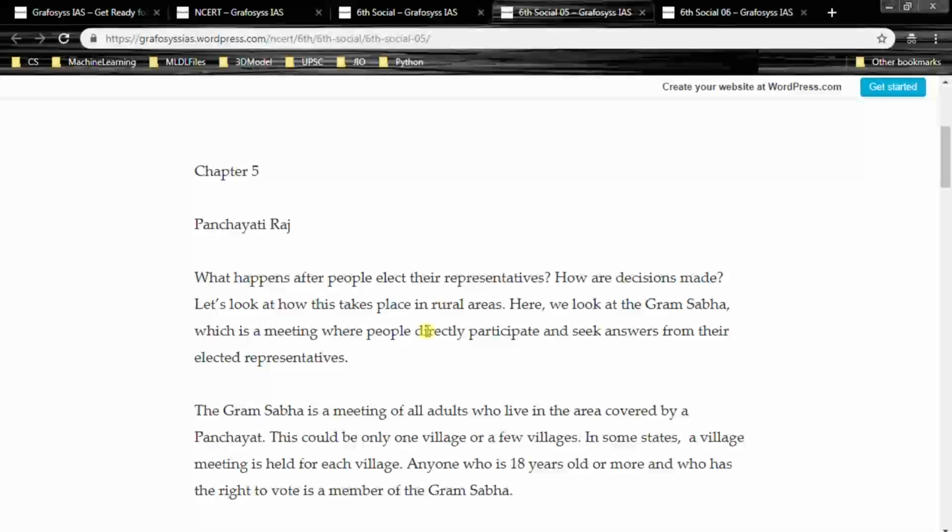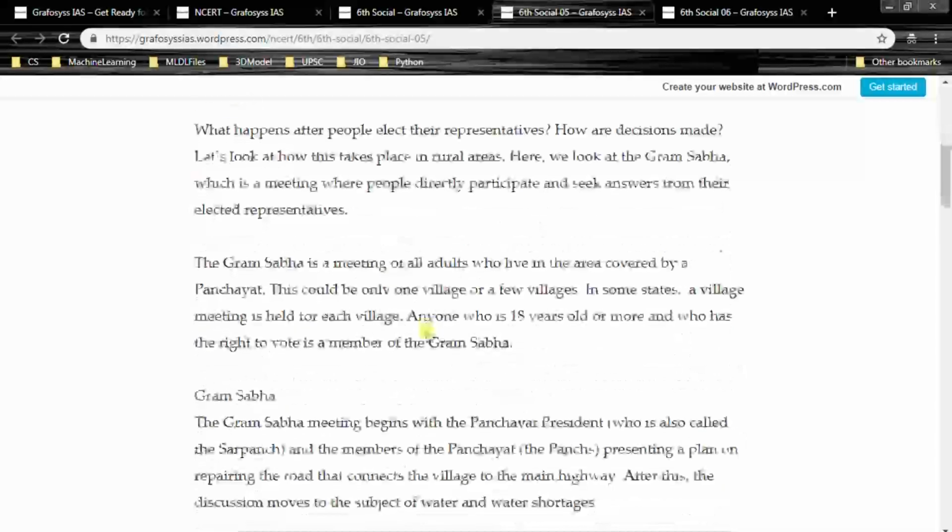So what happens after the elections? How are the decisions made? Let's have a look at how it takes place in rural areas, in villages. Let's start from the Grama Sabha, where people directly participate and ask questions directly of their representatives. The Gram Sabha is a meeting of all adults who live in the area covered by a panchayat. This could be only one village or a few villages.